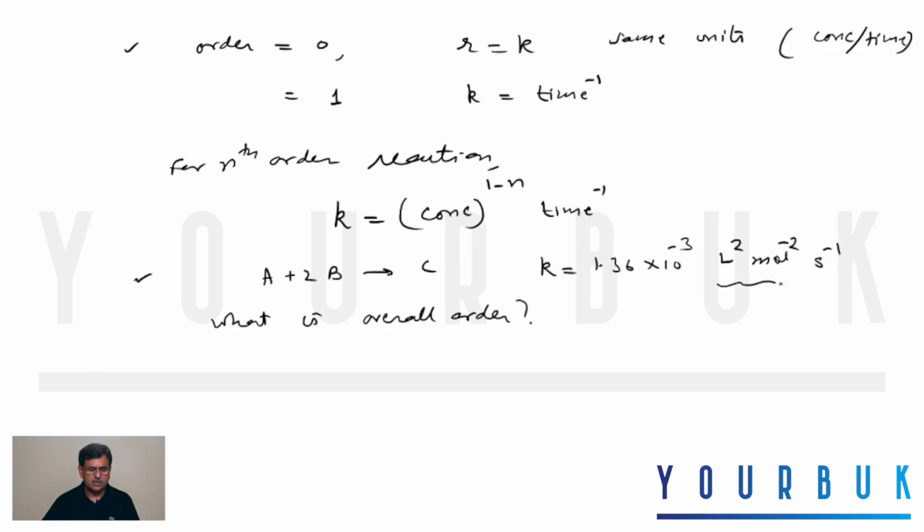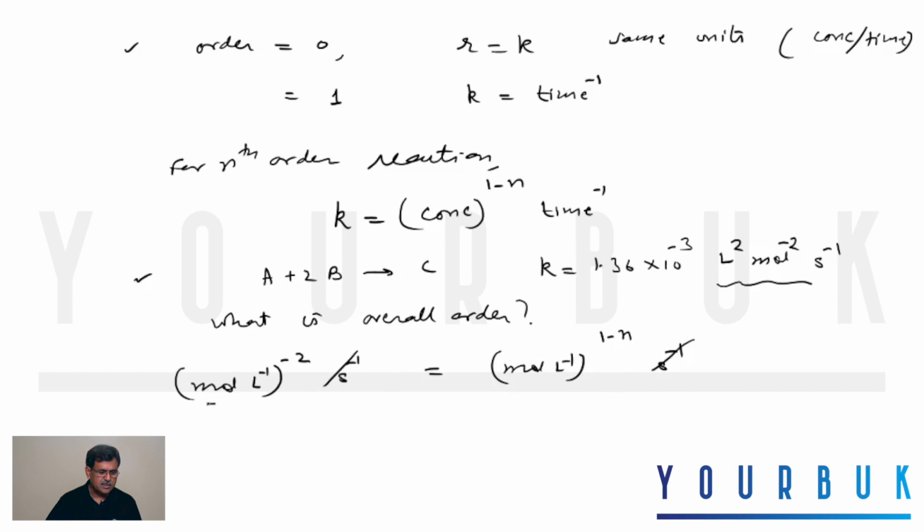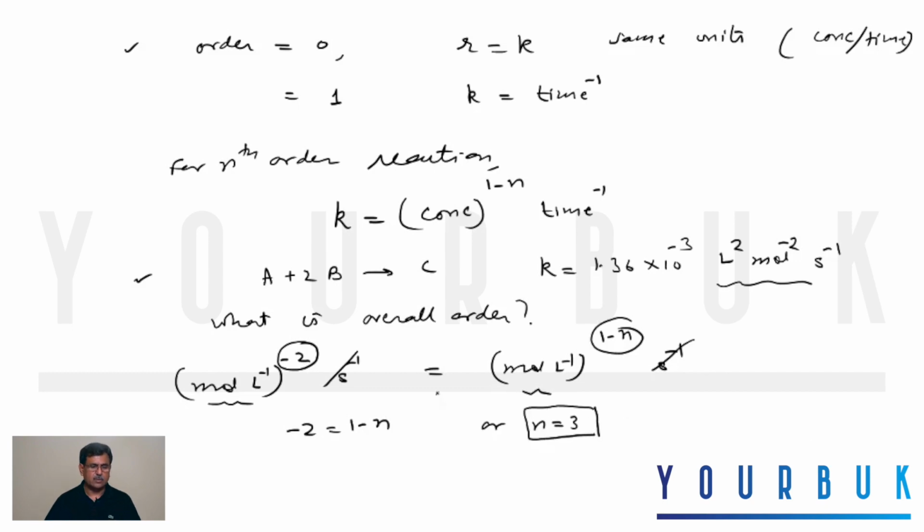Now in this case, look at the units. K has the units of mole liter inverse raised to power minus 2 second inverse, and we'll compare it to the general expression, which is mole per liter raised to power 1 minus n and second inverse. So this gets cancelled. Now the base is the same, so you compare the exponents. So we write minus 2 is equal to 1 minus n, or n equals 3. So the overall order of the reaction is 3, but we don't know what is the order with respect to A or with respect to B. We only know that the overall order of the reaction is 3, it's a third order reaction.